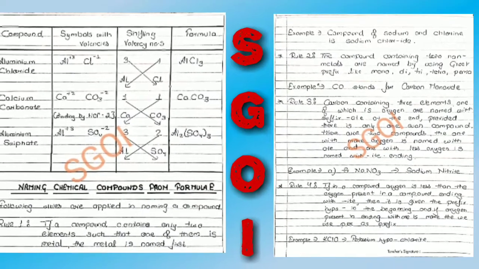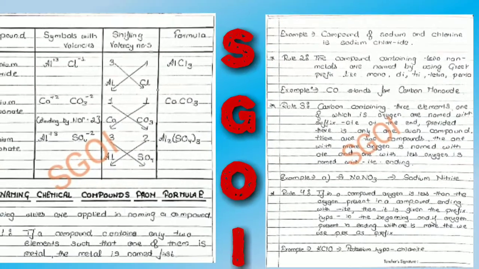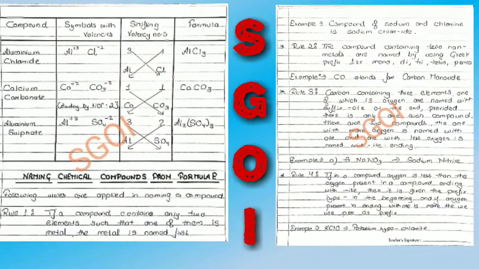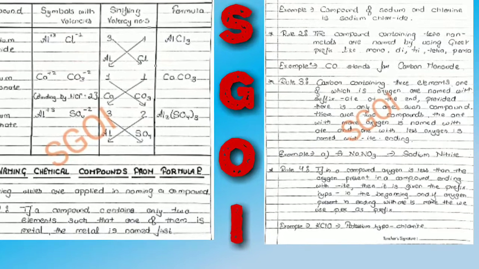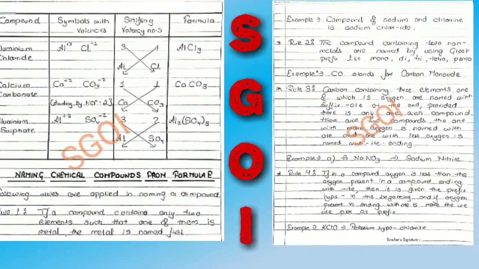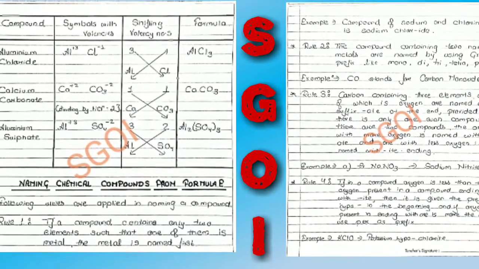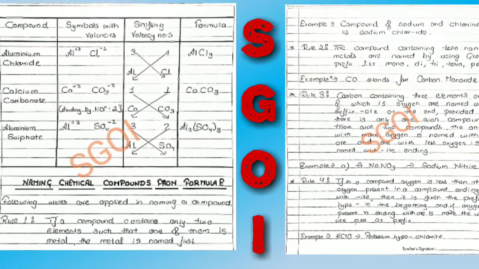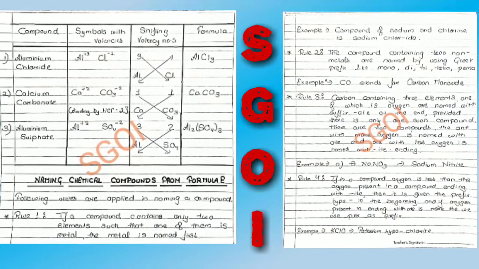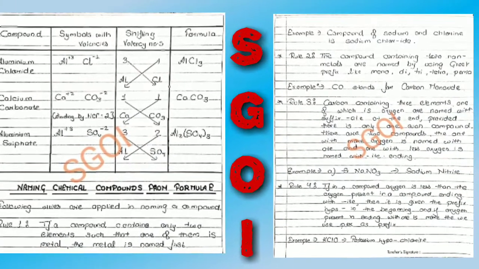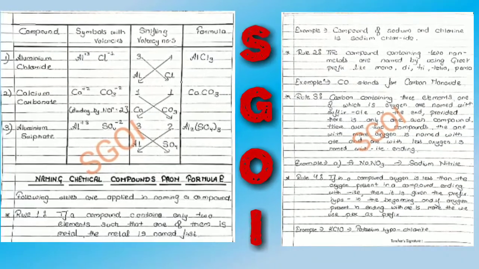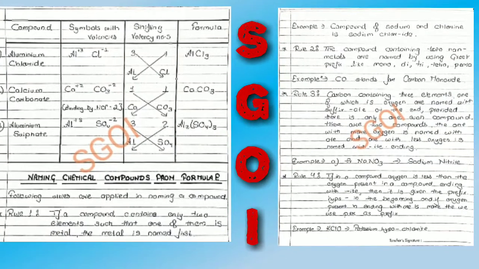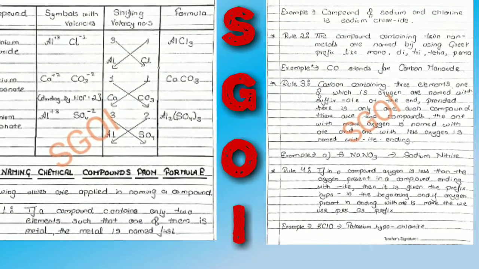Now rule 4: if a compound has less oxygen than the compound ending with -ite, then it is given the prefix hypo at the beginning, and if the compound ending with -ate has more oxygen, we use per as the prefix. For example, KClO, that is potassium hypochlorite. Okay.